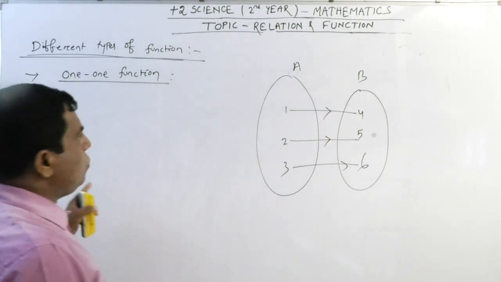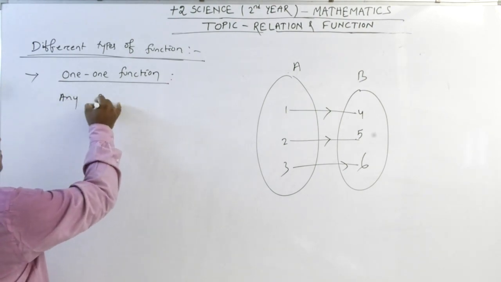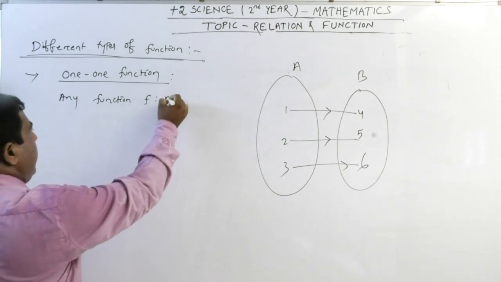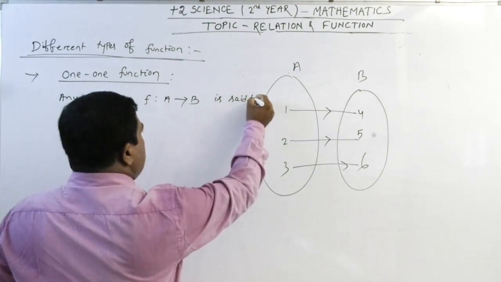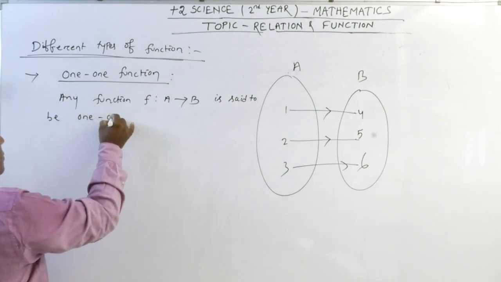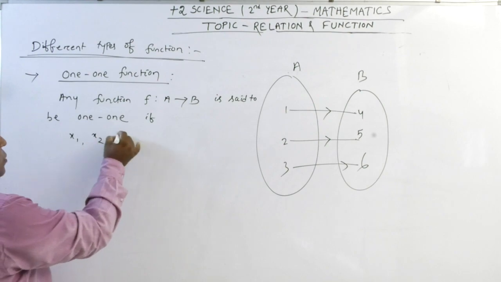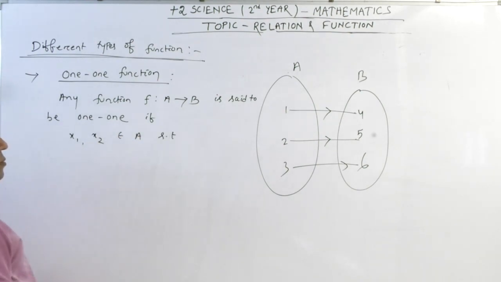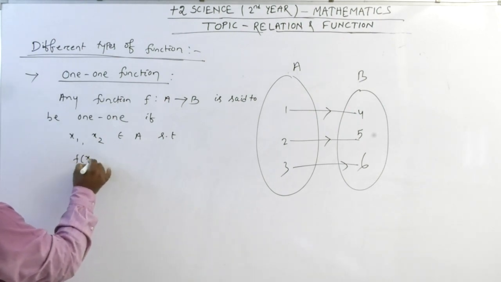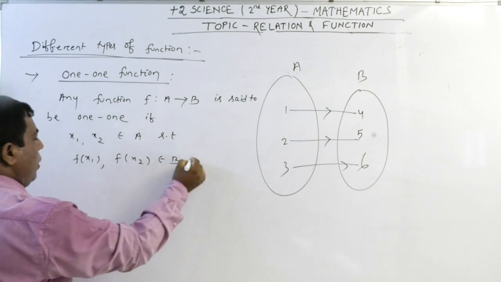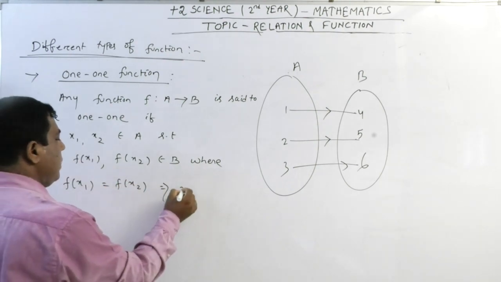Okay, so next we are going for the definition of one-one function. The definition says any function f from A to B is said to be one-one if x1 comma x2 belongs to A such that f of x1 comma f of x2 belongs to B, where f of x1 equal to f of x2 implies x1 equals x2.